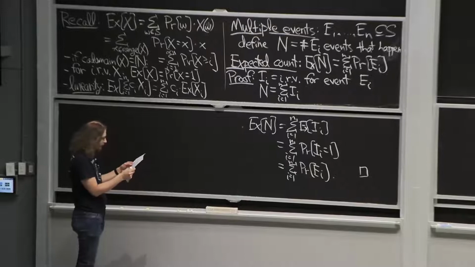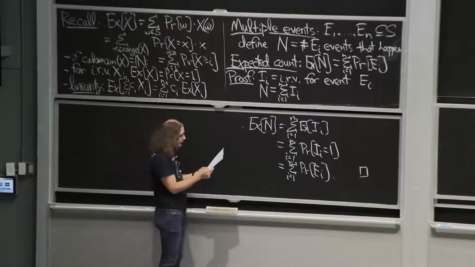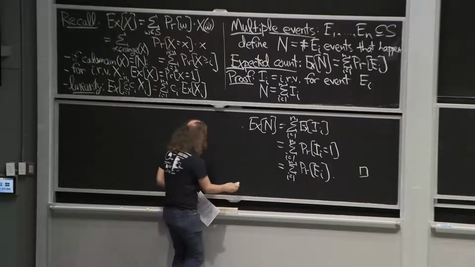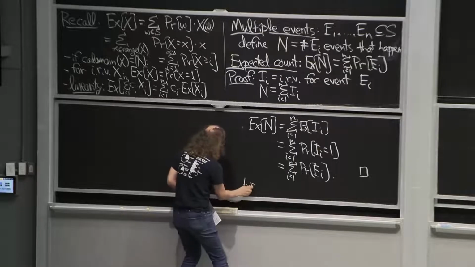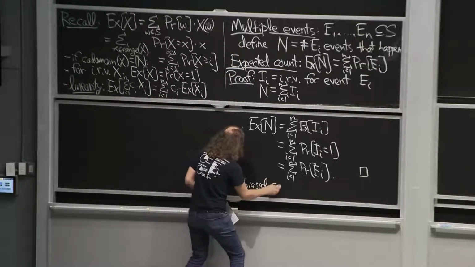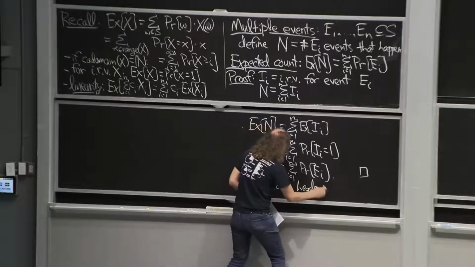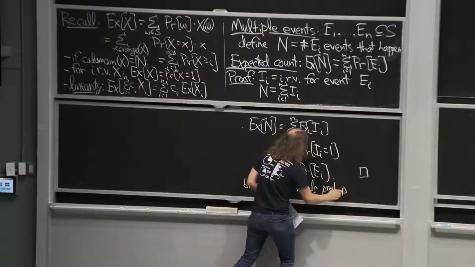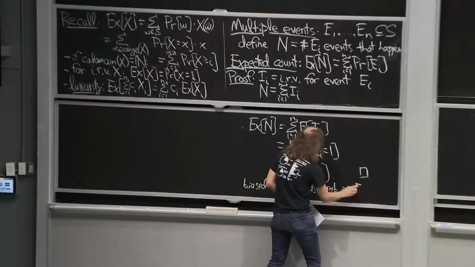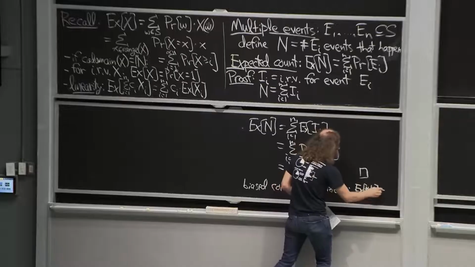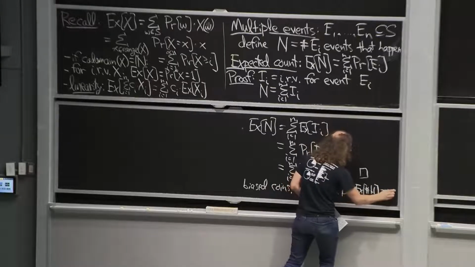We did a special case of this last time, which was if I flip a coin n times, and the probability of heads is p, so this was biased coins, then the expected number of heads was equal to p times n.